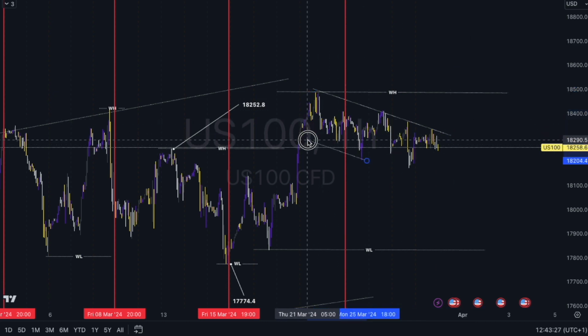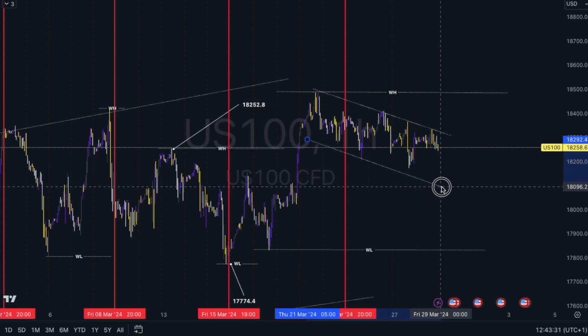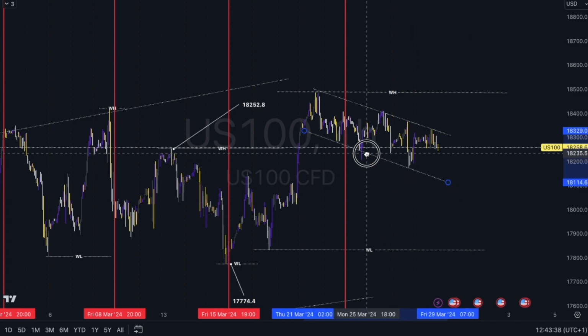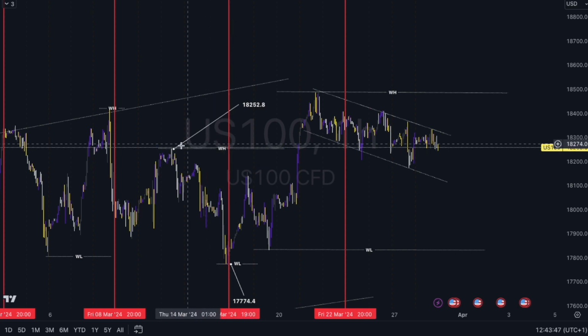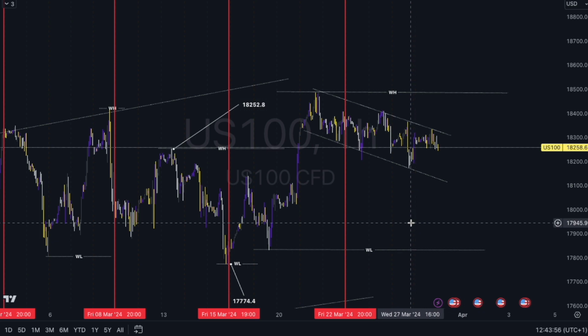So I'm just going to expand this channel a bit. And we can see we still have a channel, right? We still have a descending flag that looks like it's going to push upwards. The reason I say it's going to push upwards is because the weekly high was taken out, okay? Now, this structure right here can actually break downwards and fly down, all right? But in my opinion, I think it's going to be pushing up.